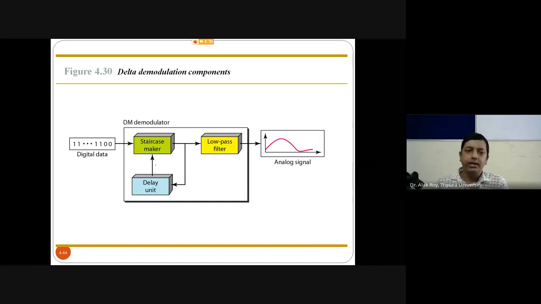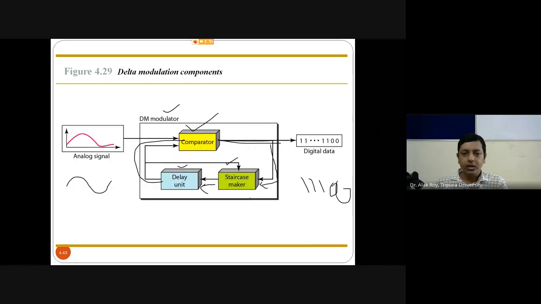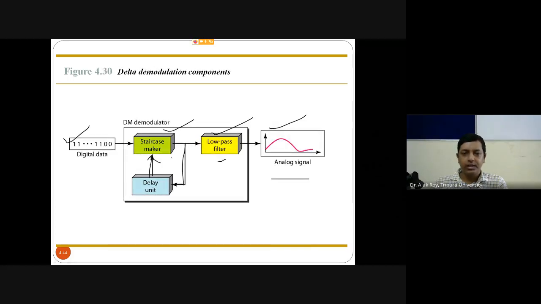On the opposite side, you will receive digital data to form an analog signal with the help of just the opposite: a staircase maker. The output will be given to a low pass filter to get the analog signal, and the staircase maker output will be given as an input to the delay unit, which will be given as input to the staircase maker to form your analog signal. Opposite here: staircase, delay unit, comparator. Here, in place of the comparator it will be a low pass filter. Staircase, delay unit, low pass filter. That is delta modulation.